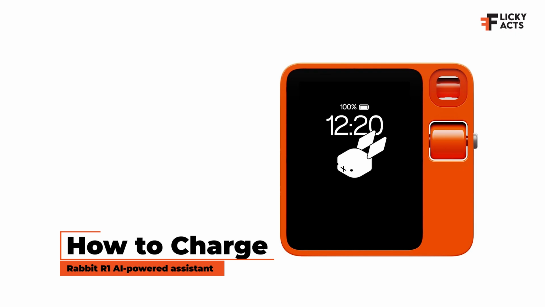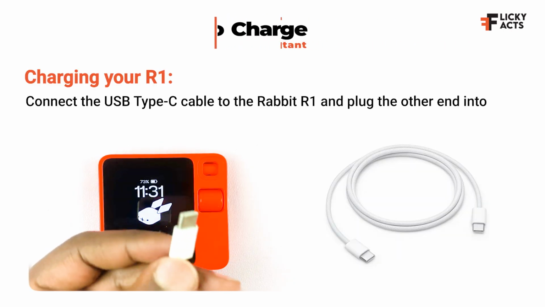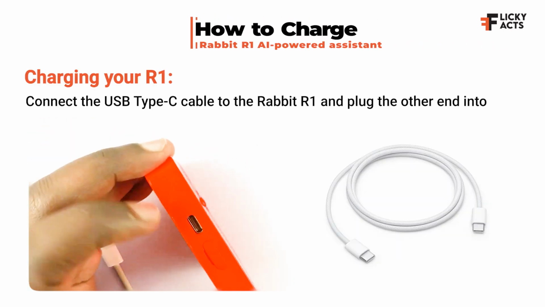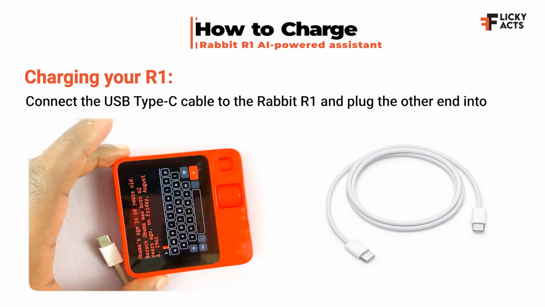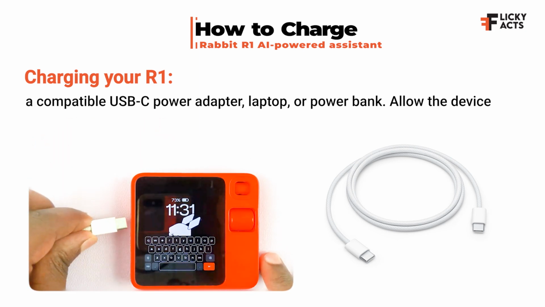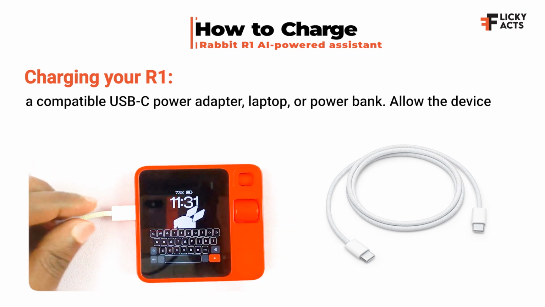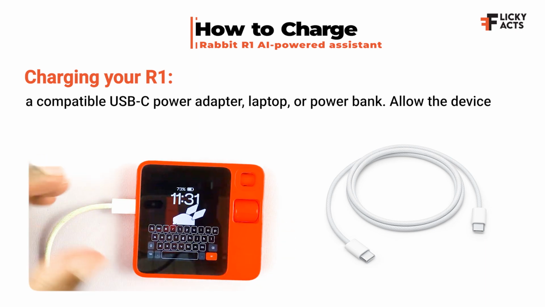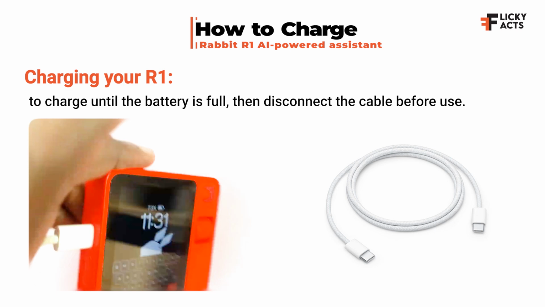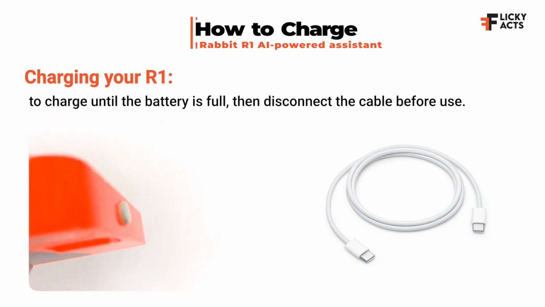How to charge. Connect the USB Type-C cable to the Rabbit R1 and plug the other end into a compatible USB-C power adapter, laptop, or power bank. Allow the device to charge until the battery is full, then disconnect the cable before use.